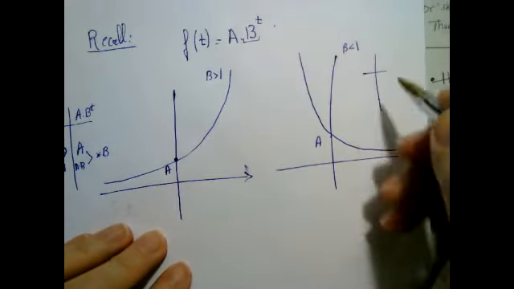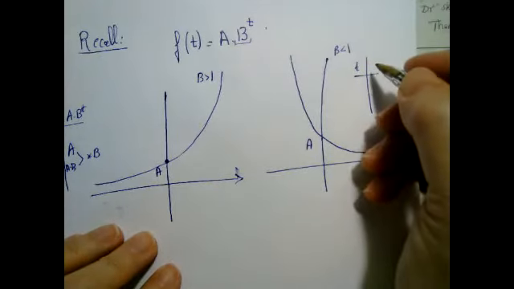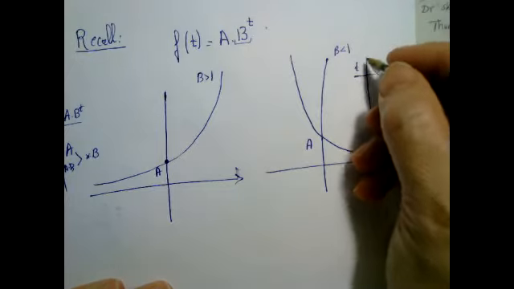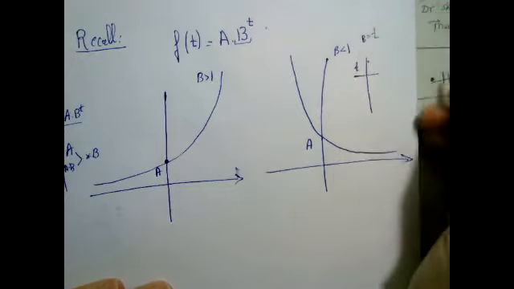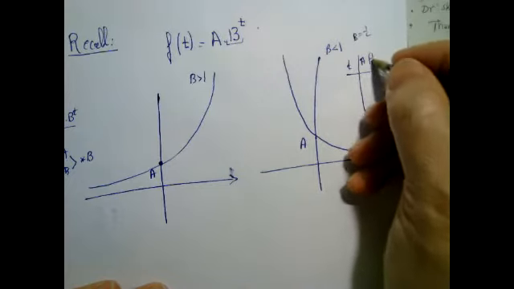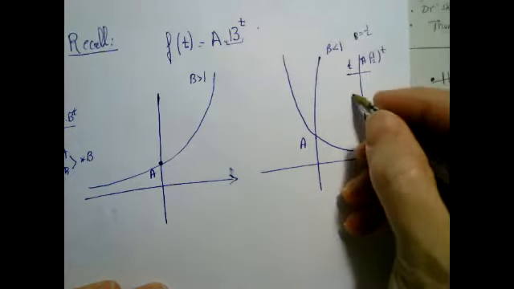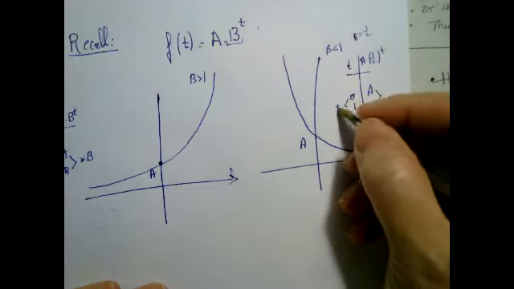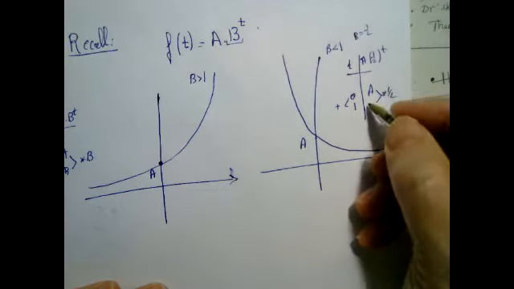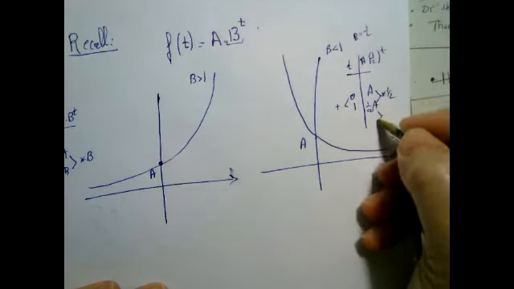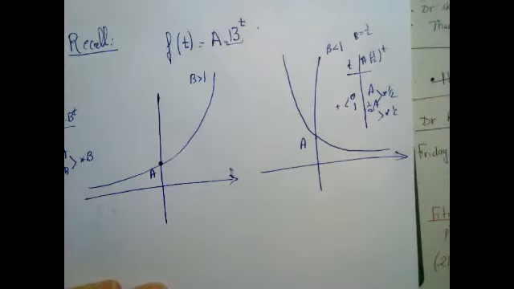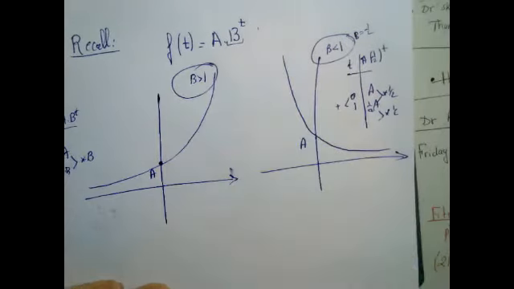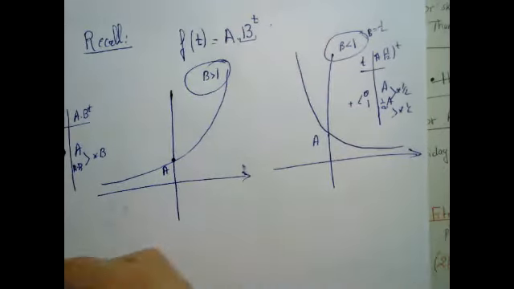Let's take an example. Let us take b to be 1/2. So this is a times 1/2 to the power t. At 0, it's a. At every unit, I'm multiplying by 1/2, so I'm making it smaller. I multiply by a number less than 1, I'm going to make it smaller and smaller. So b less than 1 is decreasing, b greater than 1 is increasing.